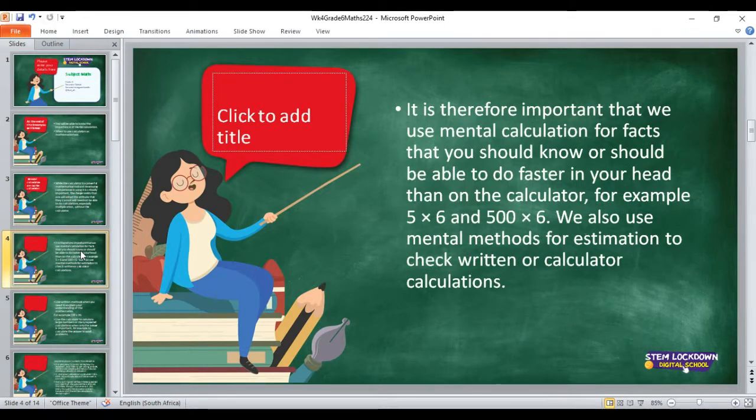It is therefore important that we use mental calculation for facts that you should know or should be able to do faster in your head than on the calculator. This is when we do the mental calculation.